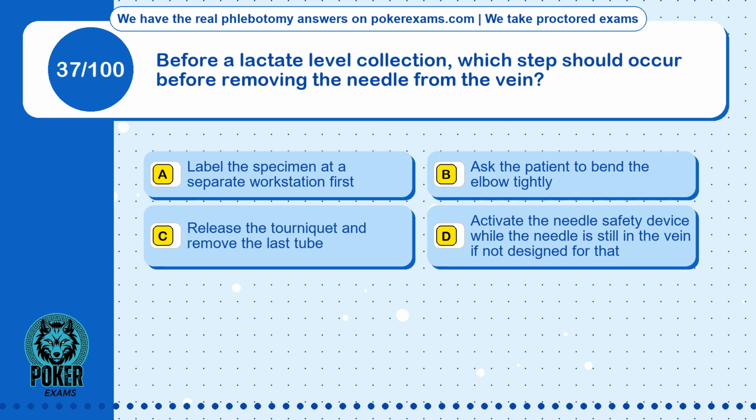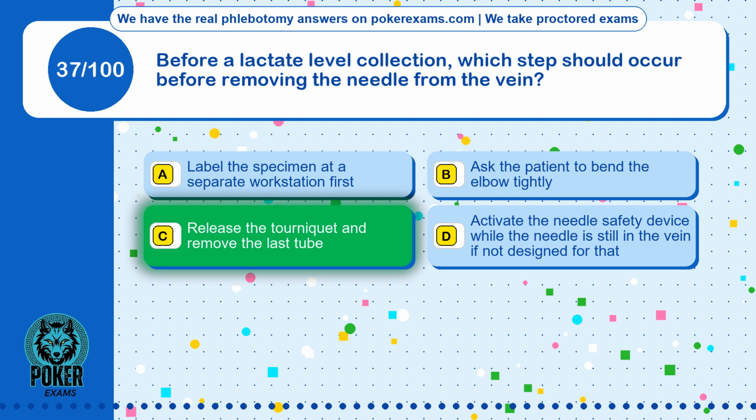Question 37. Before a lactate level collection, which step should occur before removing the needle from the vein? Option A. Label the specimen at a separate workstation first. Option B. Ask the patient to bend the elbow tightly. Option C. Release the tourniquet and remove the last tube. Option D. Activate the needle safety device while the needle is still in the vein if not designed for that.